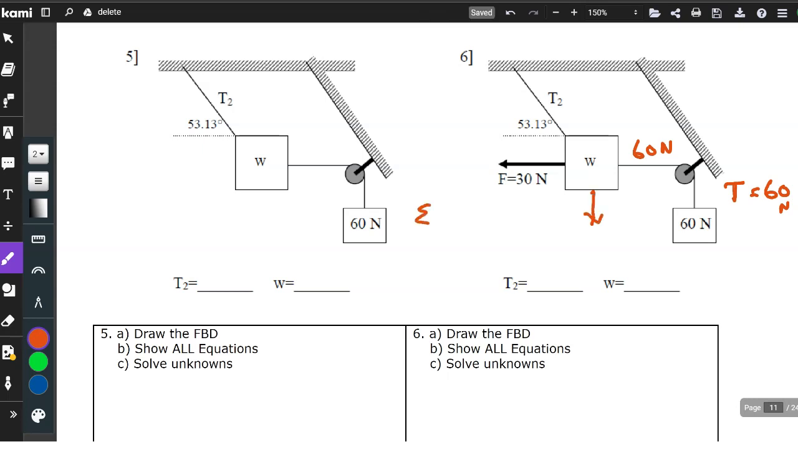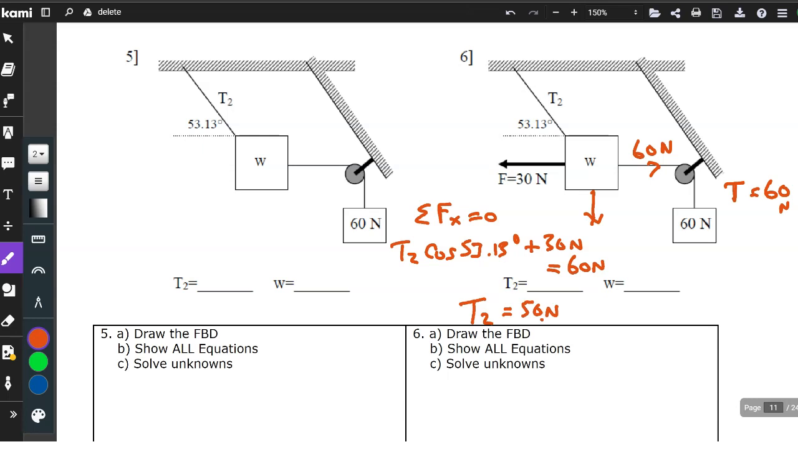Right away though, I see I can get T2 by focusing on this box and saying the sum of the forces on this box in the x direction equals 0. So T2 cosine of 53.13 degrees, so that's the left force. There's another left force that's 30 newtons, and it equals the only right force over here, which is 60 newtons. And so I subtract 30 from both sides, do the math, and get that T2 equals 50 newtons. Yeah, that's 50 newtons.